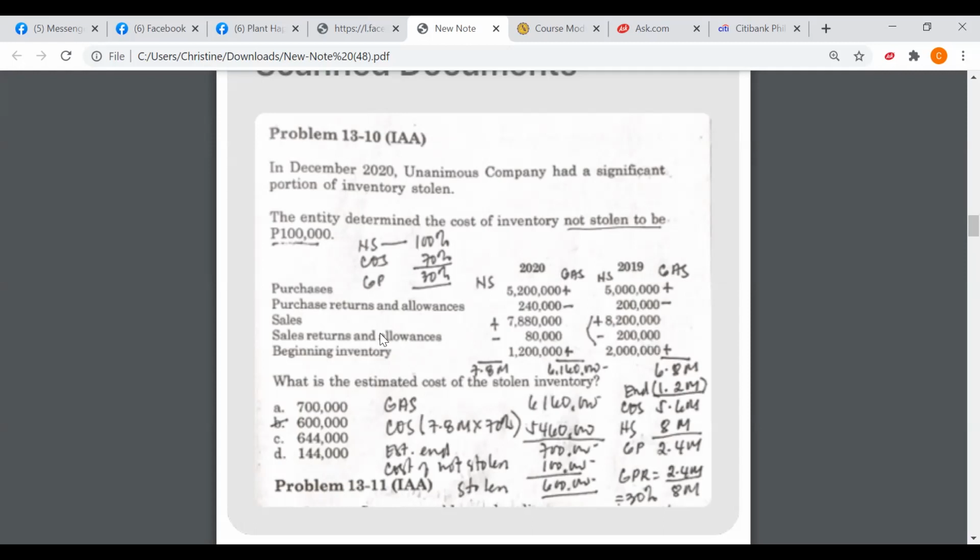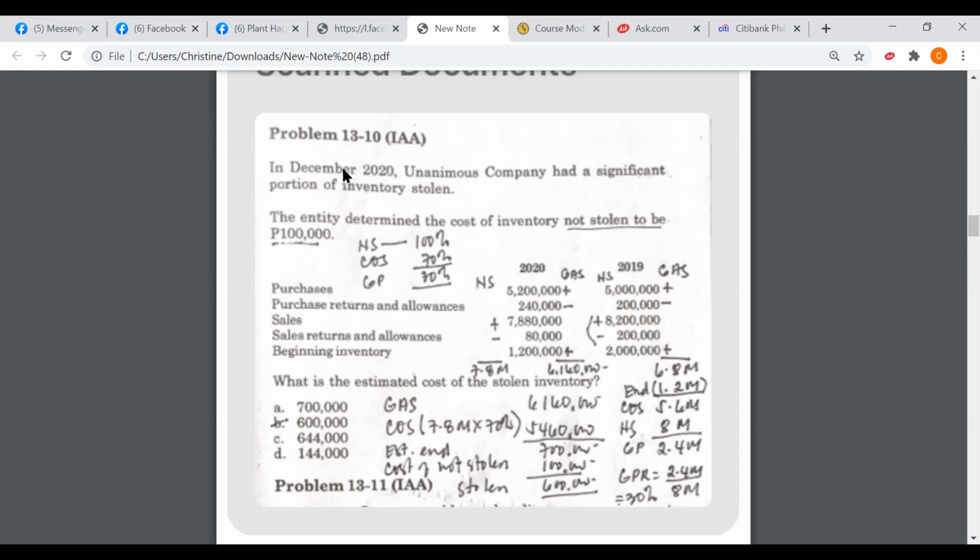Take note that we are only prohibited to deduct sales allowances and sales discounts to compute net sales, but not your purchase discounts nor your purchase allowances. Okay, so to compute for GAS, your purchase allowances and purchase discounts are deducted. So what is now the cost of the stolen inventory?